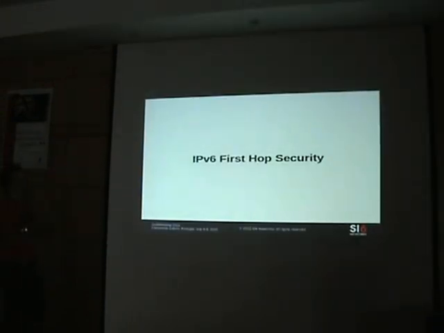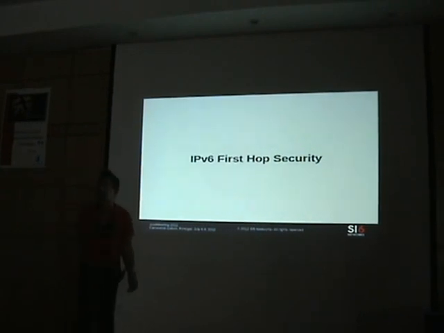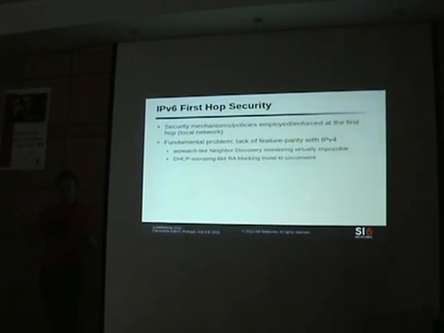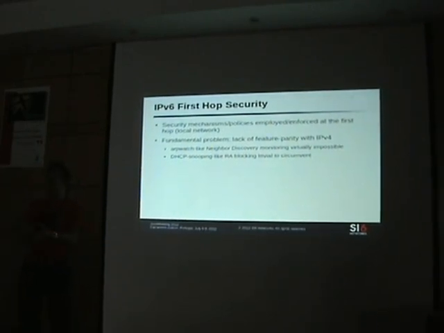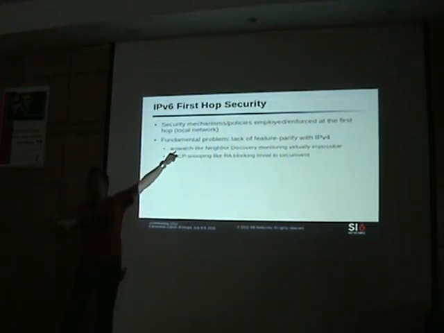A couple of comments about IPv6 first hop security. First hop security, I think, is a term that I borrowed from Cisco. They call first hop security every policy that you can enforce on a local network. And for example, things that you could call first hop security is monitoring neighbor discovery traffic in the same way that we used to do ArpWatch in IPv4.